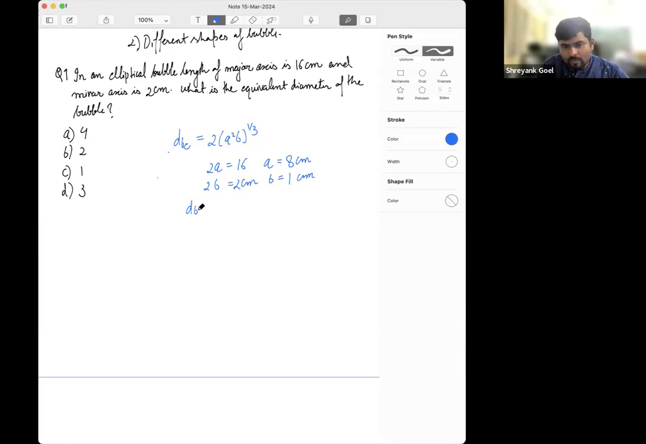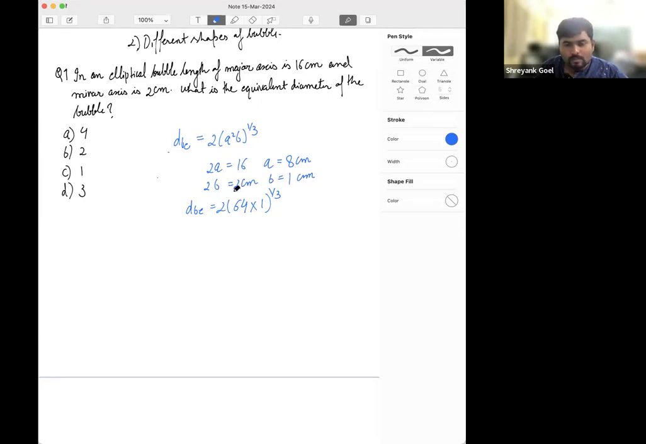So the equivalent diameter comes out to be 2 into (a square b), where a square is 64 and b is 1, to the power 1 by 3. There is something wrong with the question. The major axis is 16 centimeter and the minor axis is 2 centimeter. That is correct.